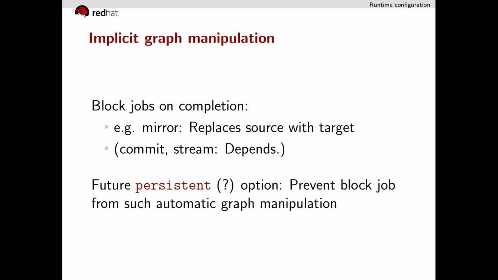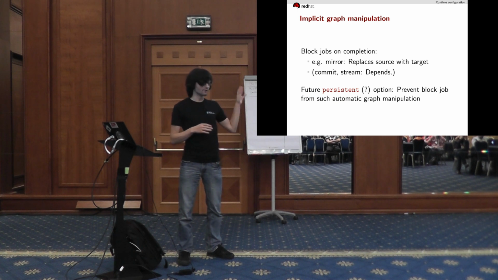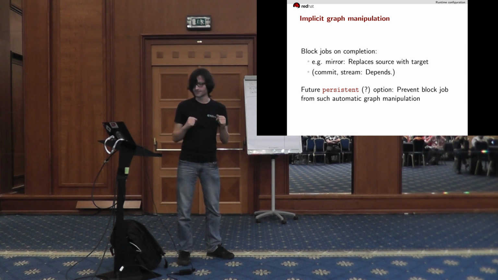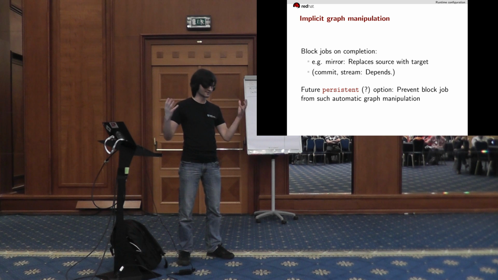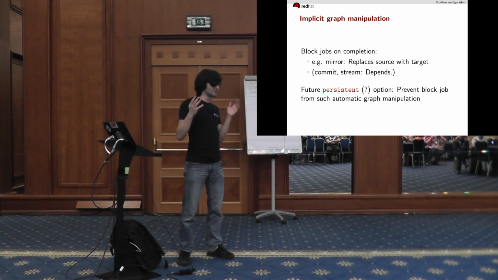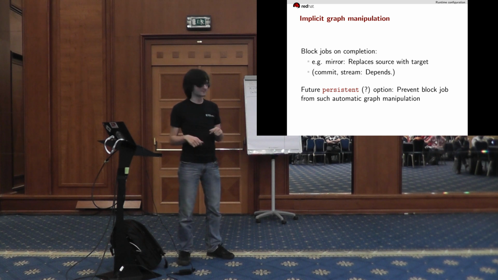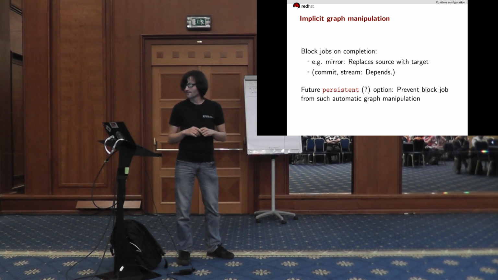Now, besides this explicit graph manipulation, we also have implicit graph manipulation. Whenever a block job completes, it will do something with the graph, or most block jobs at least. For instance, the mirror block job will replace the source node with the target node. You copy the data over to the target, and then once you're done, you replace the source with the target and thereby continue using the target instead of the original file. Commit and stream depend on what they do. It's details I decided to leave out here mostly because it made the slide very full.